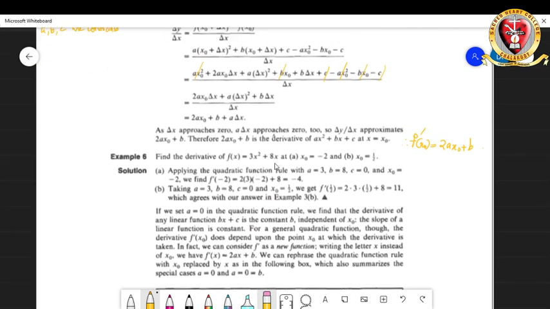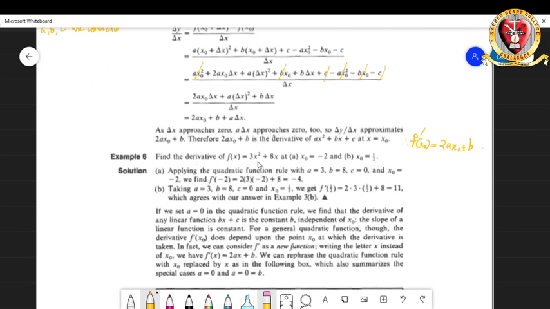In this example, we have to find the derivative of the function f of x is equal to 3x square plus 8x. You can see the degree of x is 2. That means this is a quadratic function here. We have to find the derivative at x naught is equal to minus 2, also at x naught is equal to 1 by 2. So there are two parts.